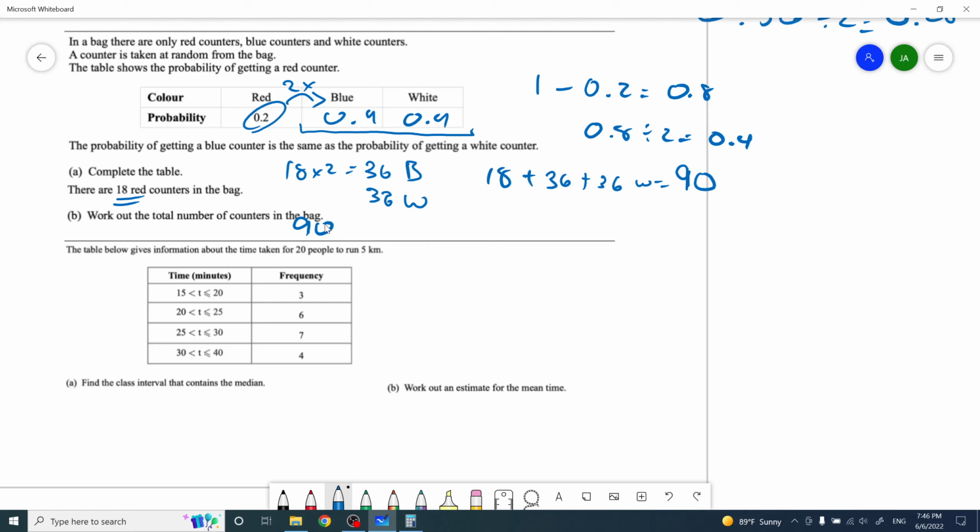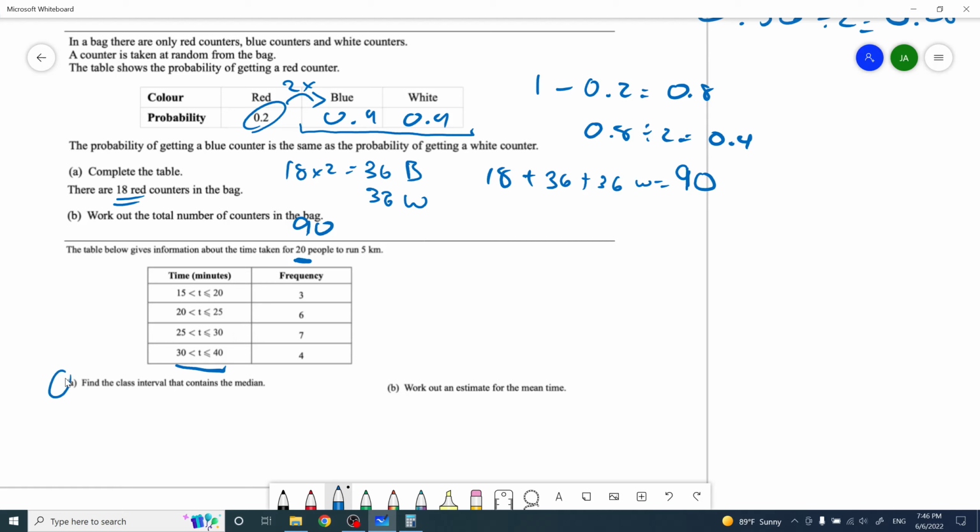Okay, so the table below gives us information about the time taken for 20 people to run 5 kilometers. So 3 ran it between 15 and 20, 6 from 20 to 25, 7 from 25 to 30, and 4 from 30 to 40. Okay, important to note, this interval is slightly different from the rest, okay? Don't just go assuming they're always the same, because they aren't always the same.